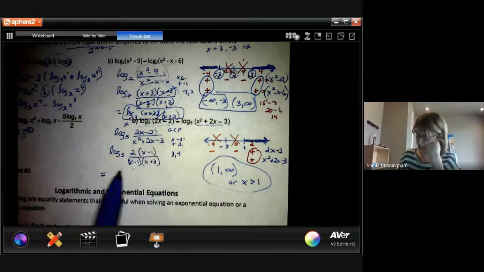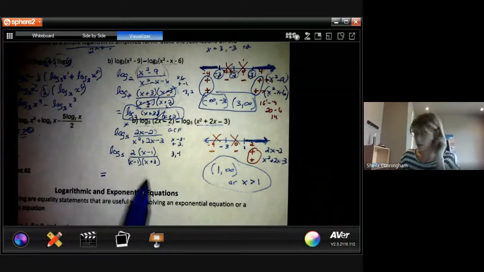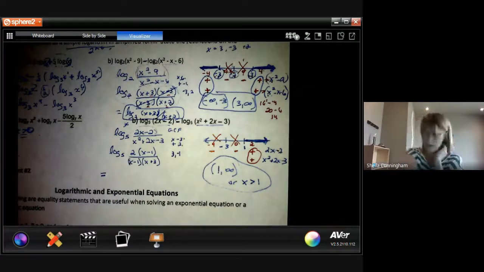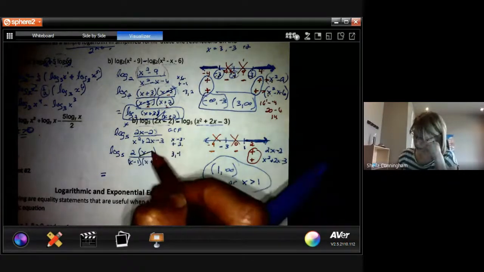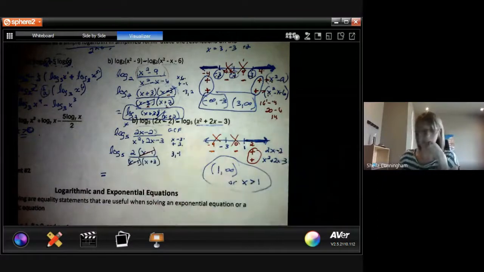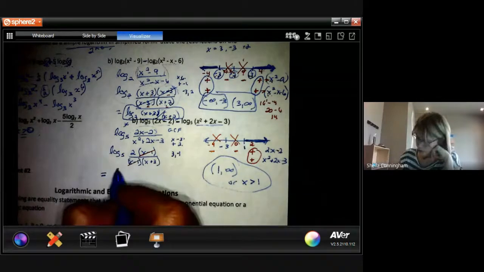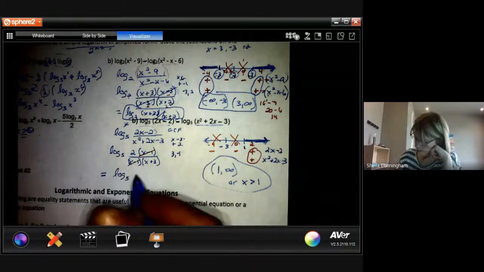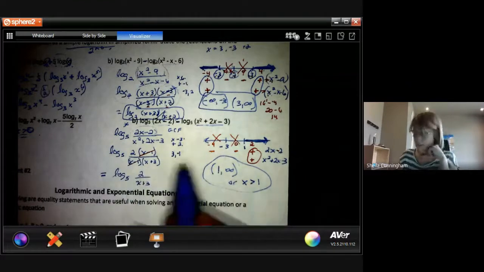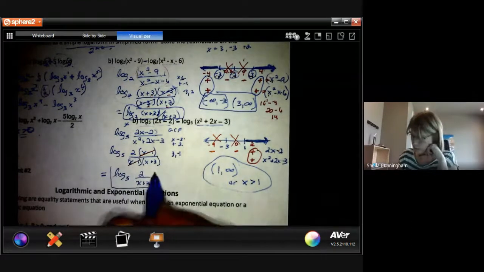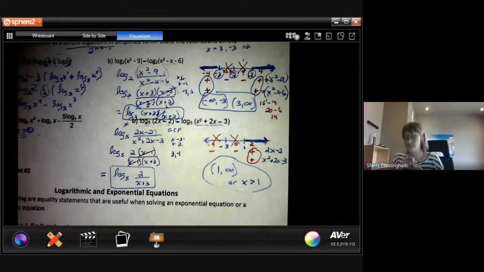And then we have to also consider, now we can simplify the rest of this logarithm, right? So when we look at the rest of this logarithm, I'm seeing that x minus 1 and that x minus 1, those cancel out. And I'm really left with log 5, I've got a 2 over an x plus 3. So that would be considered my simplified version.